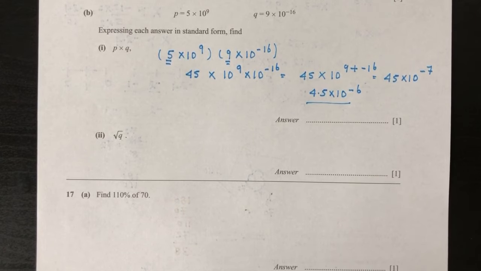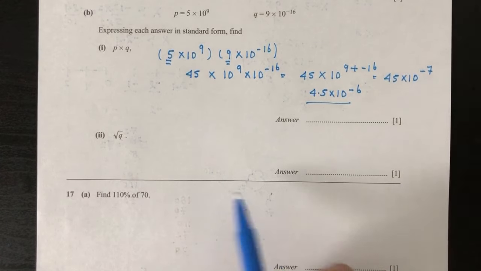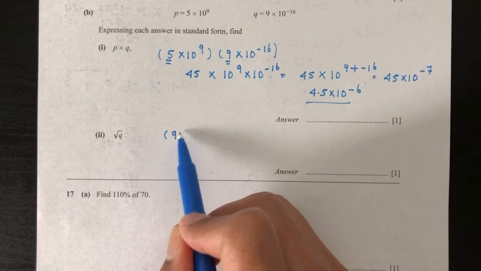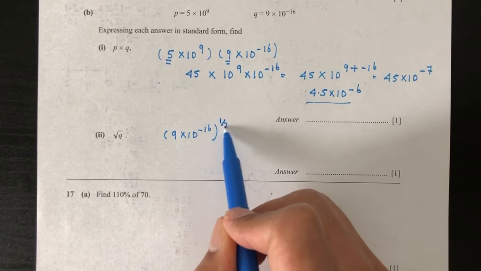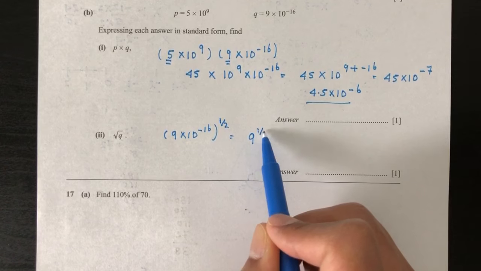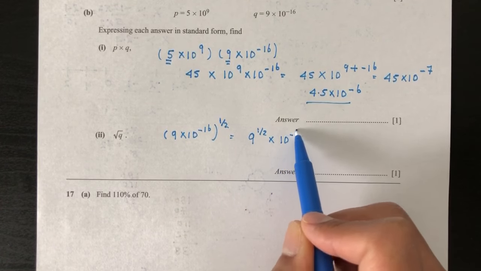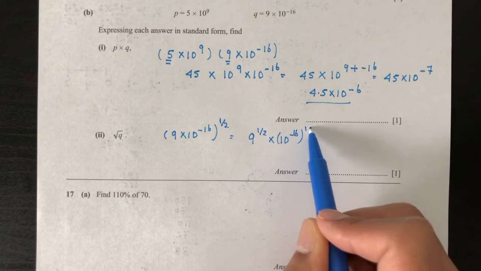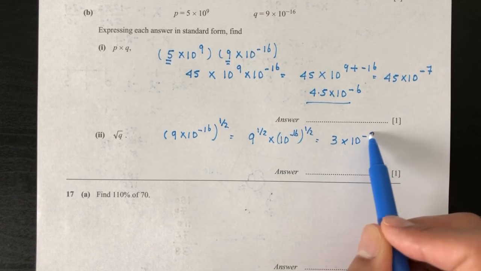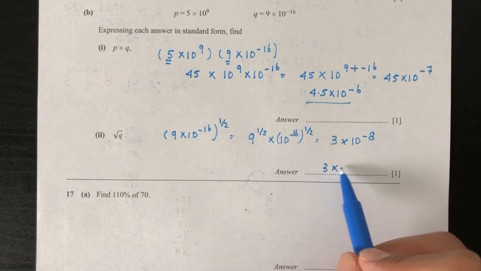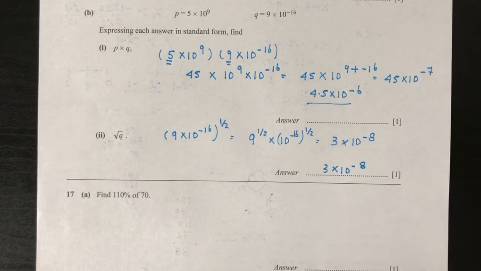Now for part 2, find the square root of Q. So Q is 9 times 10 power minus 16. We have square root, which is power half. That will be 9 to the half times 10 to the minus 16 half. That will be 3 times 10 to the minus 8. And that will be your answer for question 16.